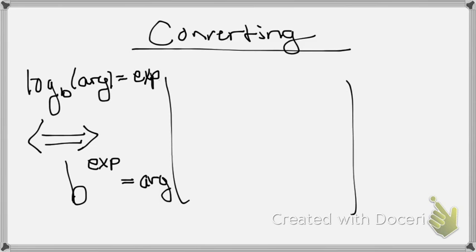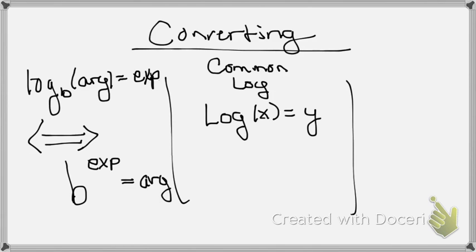Now, we have other logs, and we have a common log, which means we simply have log x equals y. If there is no base, a common log has an understood base of 10. We simply do not write it, but we do need to know it's 10 when we convert. So 10 to the y equals x. That's how you would convert a common log.